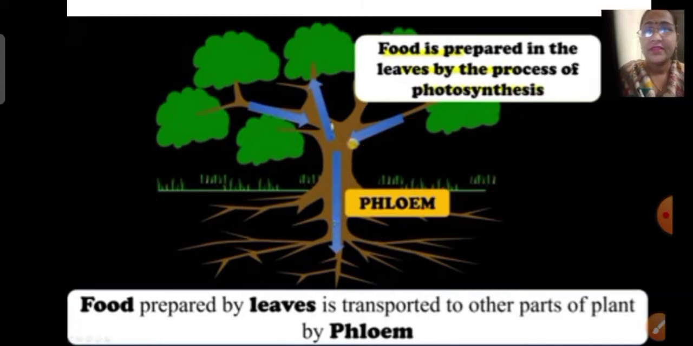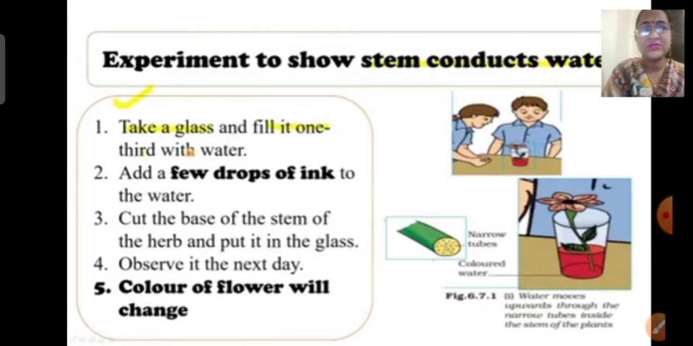Children, here we can say that phloem are the special tubes present inside the stem with the help of which food is transported to the different parts of the plant. Now next we'll see an experiment, and in this we are going to prove that the stem conducts or transports water and minerals to the different parts of the plant. Let's look at the experiment.